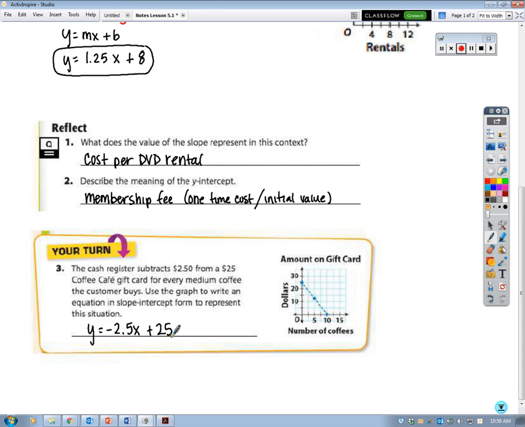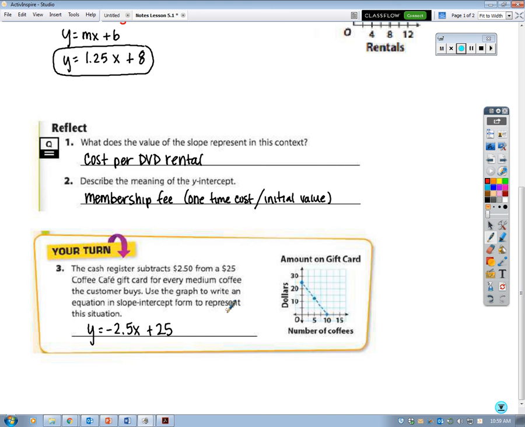So if you got that correct, go ahead and fast forward to where we're doing the next example. If you did not get that correct, go ahead and hang out here, and we're going to work through this together. So we are finding the slope and y-intercept from this graph. Let's read what this graph is showing us. The cash register subtracts $2.50 from a $25 coffee cafe gift card every medium coffee the customer buys. Use the graph to write an equation in slope-intercept form to represent this situation.